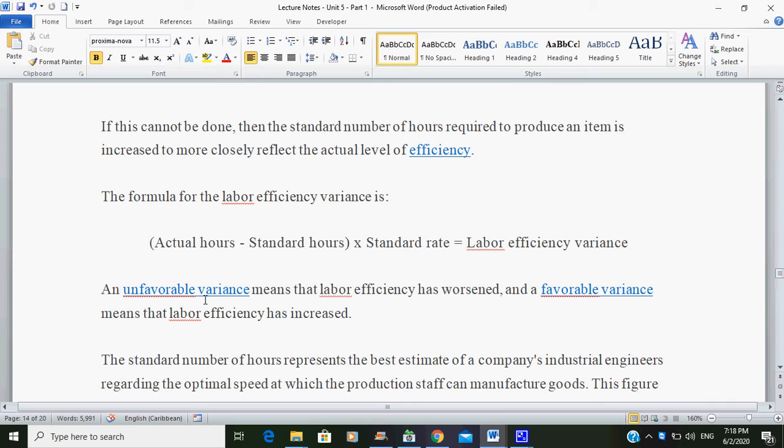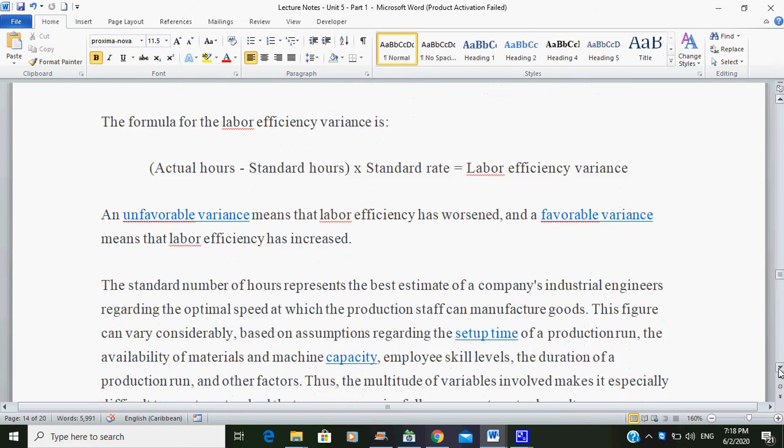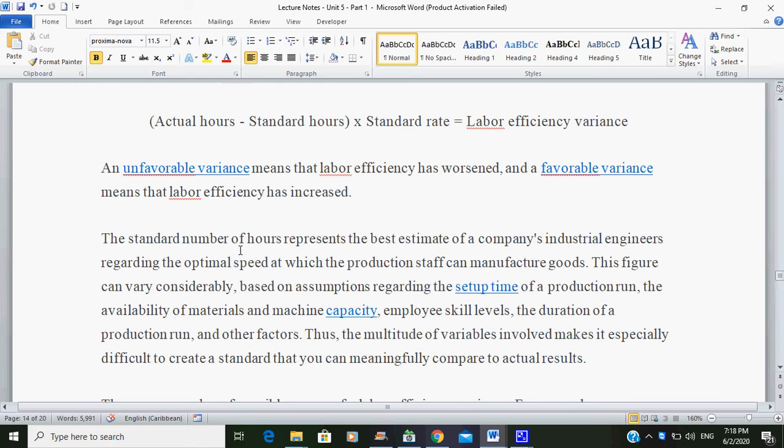The standard number of hours represents the best estimate of a company's industrial engineers regarding the optimal speed at which production staff can manufacture goods. This figure can vary considerably based on assumptions regarding the setup time of a production run, the availability of materials and machine capacity, employee skill levels, the duration of a production run, and other factors. Thus, the multitude of variables involved makes it especially difficult to create a standard that you can meaningfully compare to actual results.